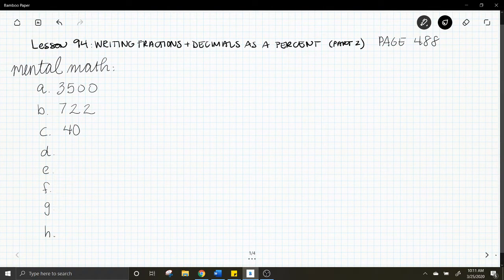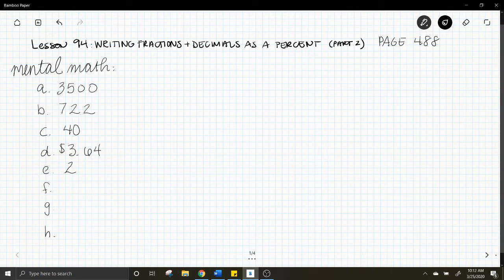Letter D, $10 minus $6.36. The answer to this one is $3.64. Good job on these so far. Letter E, 100 times 2 hundredths, or 100 times 0.02. The answer to that is 2.